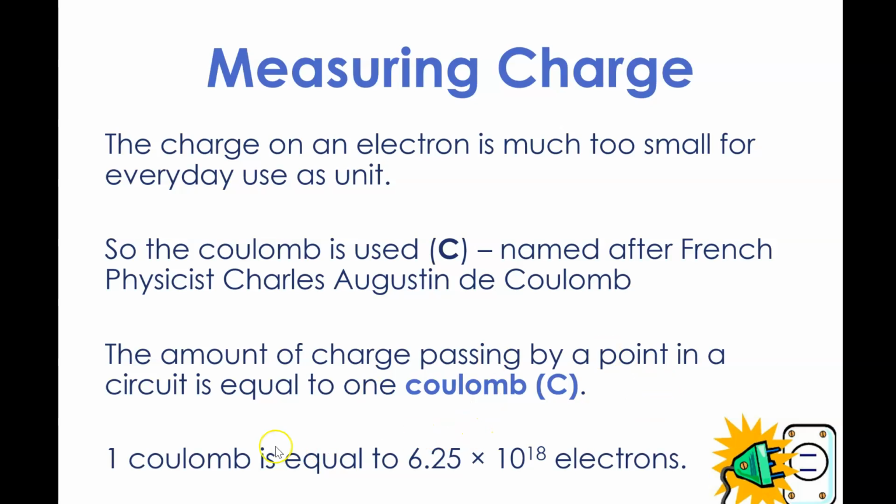Basically, 1 coulomb is equal to 6.25 times 10 to the power of 18 electrons. That's a lot of electrons. So the amount of charge passing by any point in an electrical circuit is equal to 1 coulomb, which is this many electrons flowing through that circuit at any one point in time.